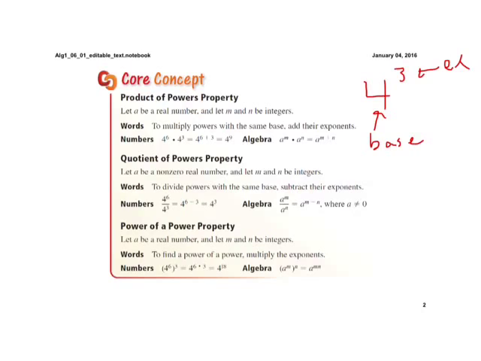With quotient, quotient means division. When we divide 2 powers with the same base, the base stays the same, we're just going to subtract this time. 6 minus 3, so our answer here is 4 to the 3rd power. Now our power of a power is when we have a number, basically another exponent outside of a parenthesis. So when this happens, we multiply together. So the base stays the same. We have 4, now 6 times 3, which is 4 to the 18th power.